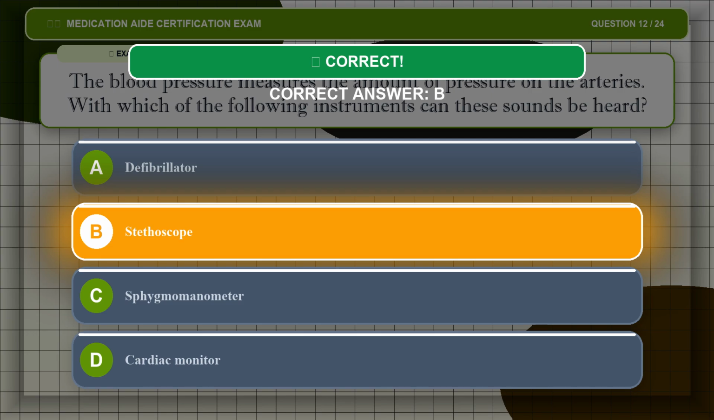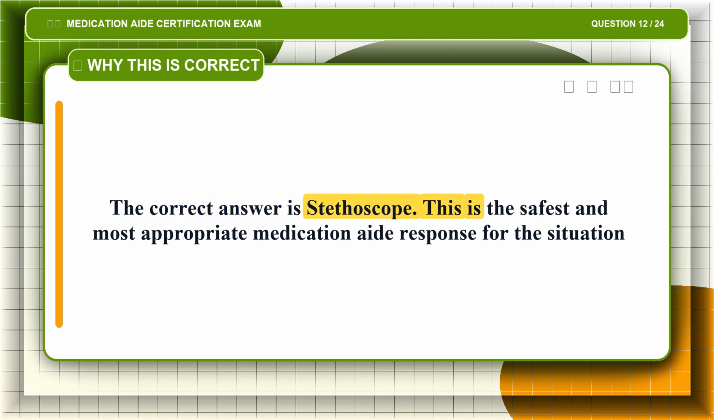The correct answer is option B, stethoscope. This is the safest and most appropriate medication aid response for the situation.